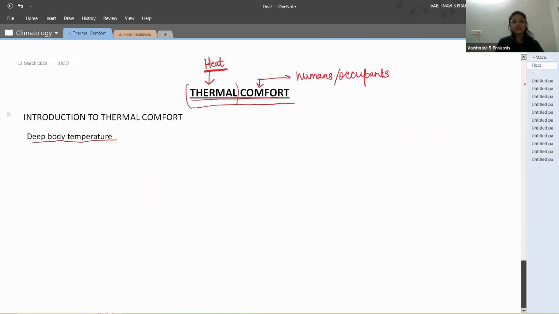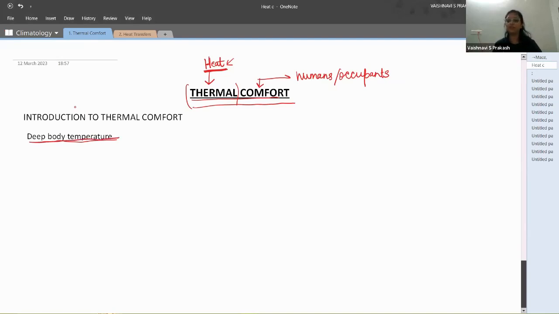So as I was saying, the words thermal and comfort talk about how and where, in what environments, humans or occupants will feel comfortable with respect to heat. So maybe it's too hot, it's too cold. All of these are words that you use to express thermal comfort. So we are talking about humans.